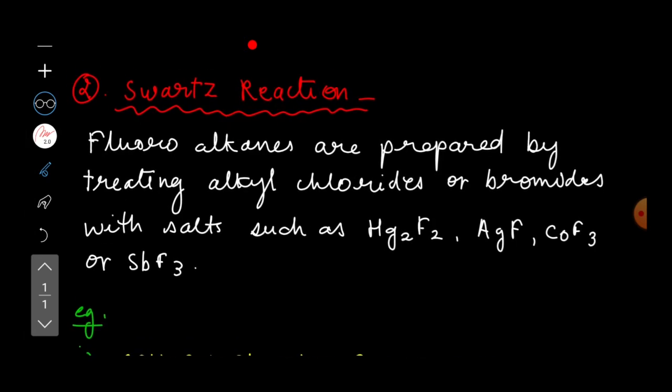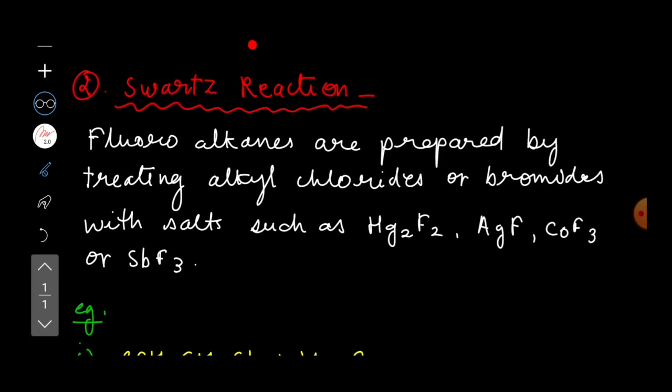Second is Swarts reaction. In the Finkelstein reaction, we have discussed that iodoalkane can be obtained from bromo or chloroalkane by reacting with sodium iodide in presence of acetone. But the formation of fluoroalkane is quite difficult. Fluoroalkanes cannot be prepared directly from bromo and chloroalkane. So there is another method.